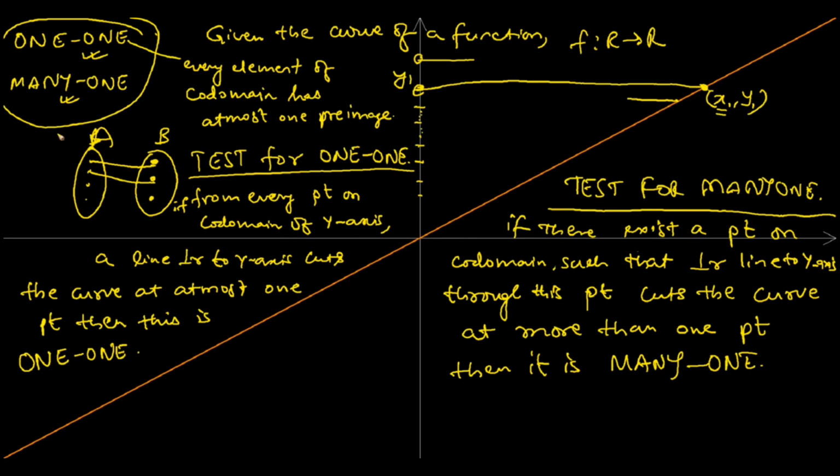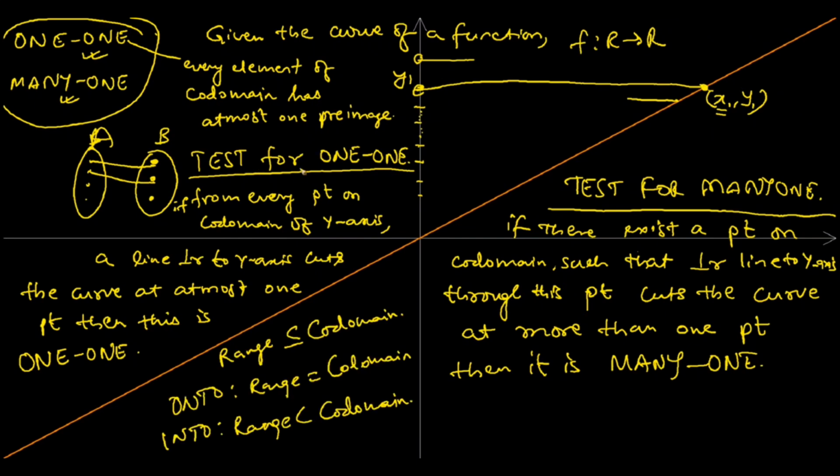Based on the type of mapping, you have one-one function or many-one function, but based on your range and codomain, what will be the test for onto and into? For every point of codomain on the y-axis, you draw a parallel line, then wherever it cuts the curve, that is your pre-image for that codomain element. Now it will be onto if for all points it cuts the curve. If you want to know if it is onto or not, you want to show that every element of the codomain has a pre-image.